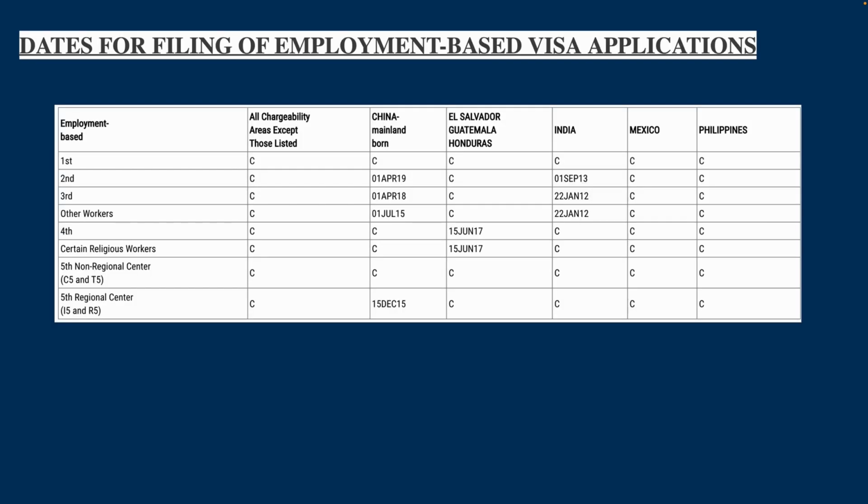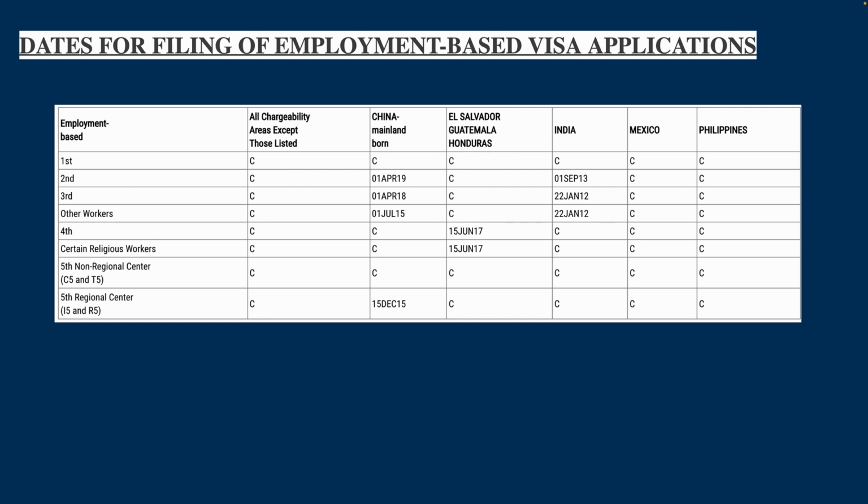All right, next, let's go to the dates for filing of employment-based visa applications. When we say dates for filing, guys, this is the date that you file your petition at the National Visa Center. So if your dates appear here, you may now assemble your documents and submit it at the Department of State's National Visa Center.